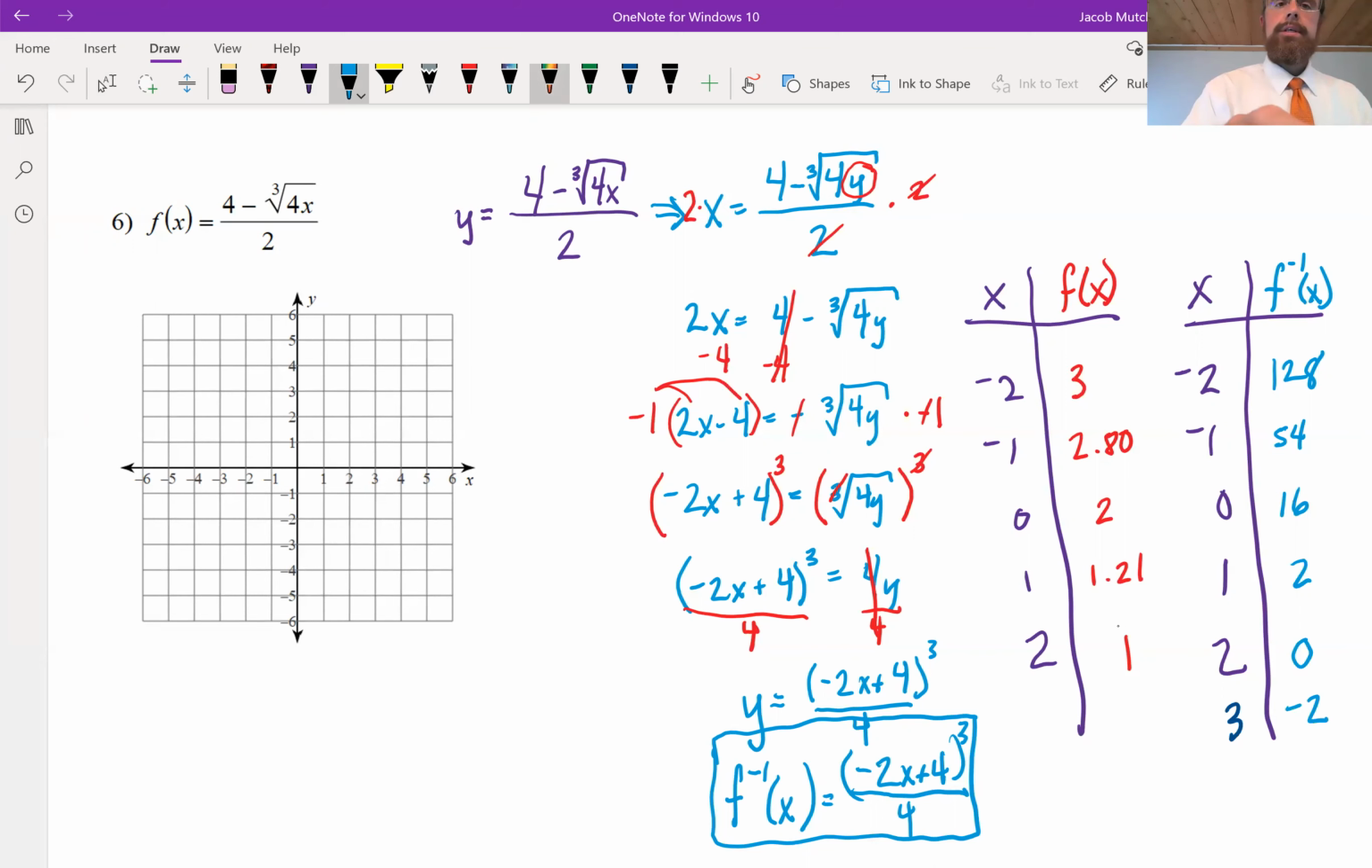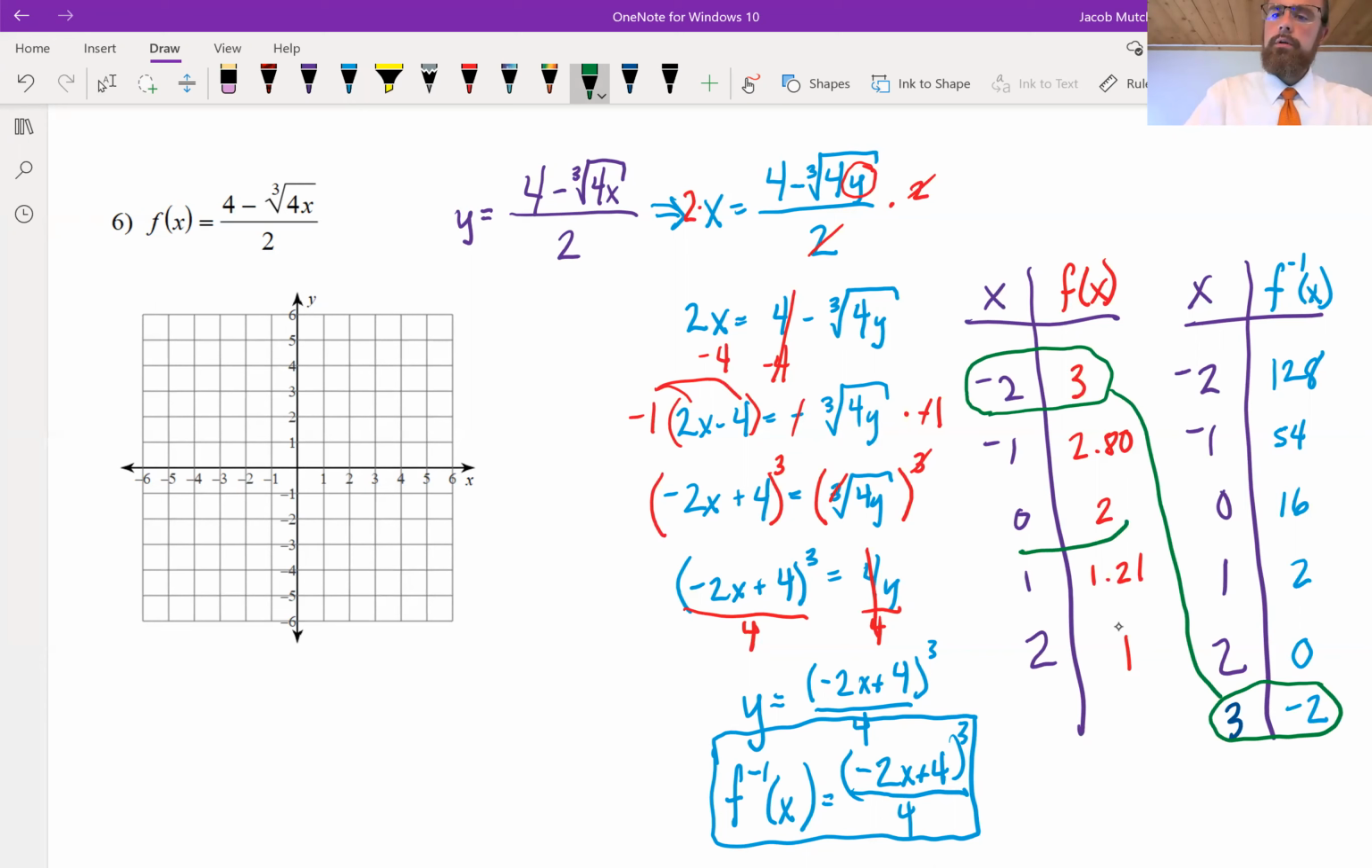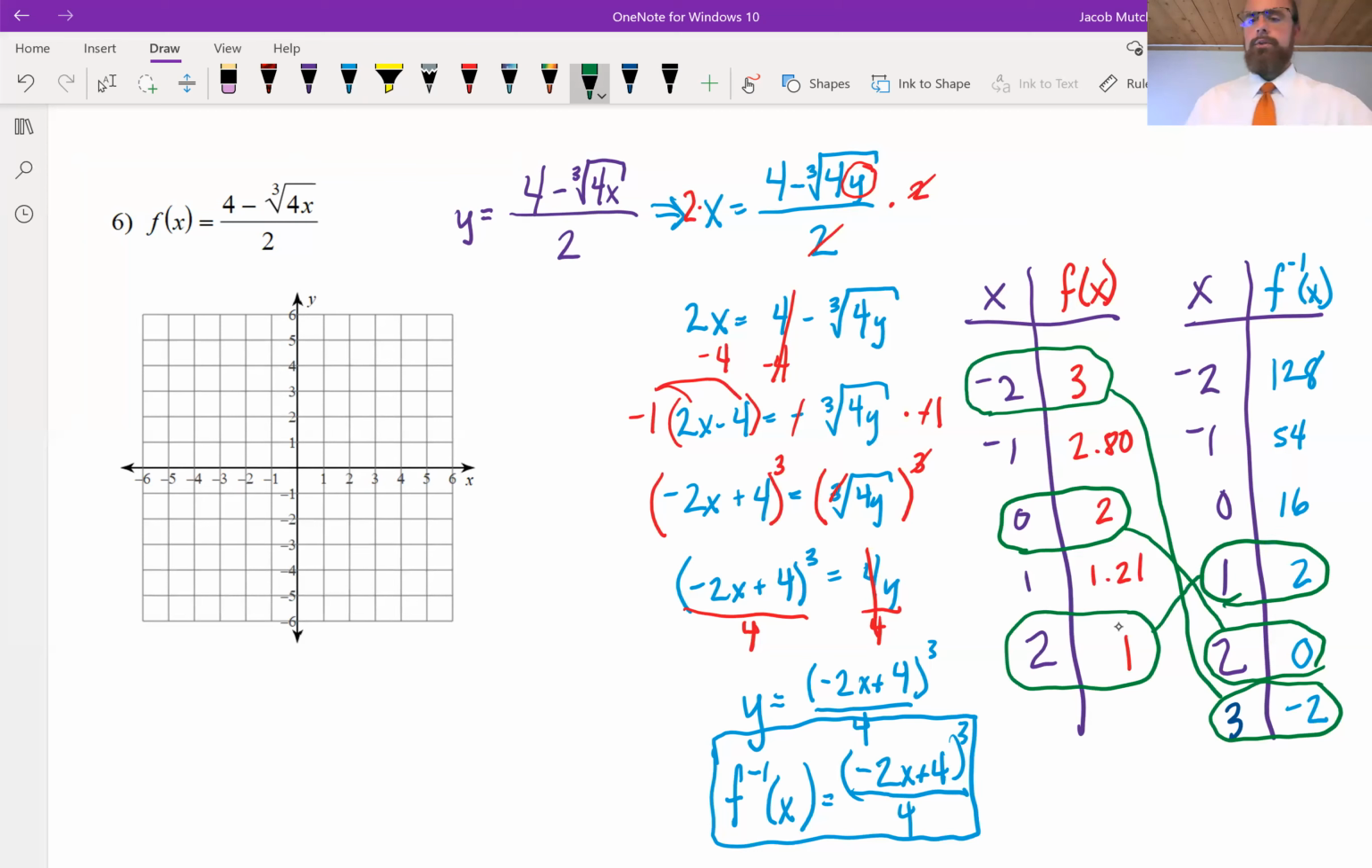Just to note that this is looking inverse in the table. Remember, if I've got a pair of points like negative 2, 3, in the inverse, it should show up inverted. And I see that here as 3, negative 2 in the inverse table. Do we have any others? Yes, we do. We also have 0, 2 inverted as 2, 0. So you can see that switching of the domain and the range in the equation. You see it in the table as well. And we even have a third here. 2, 1 shows up as 1, 2. So you can see the inverse relationship in the tables as well as the equations.